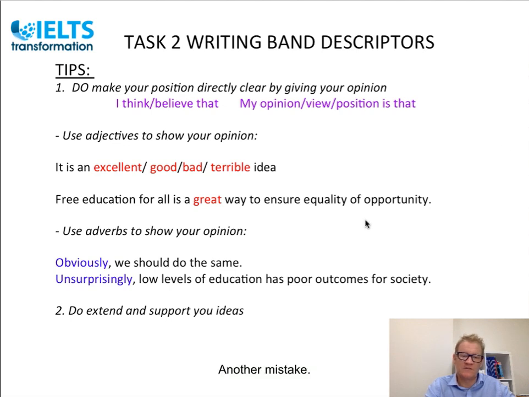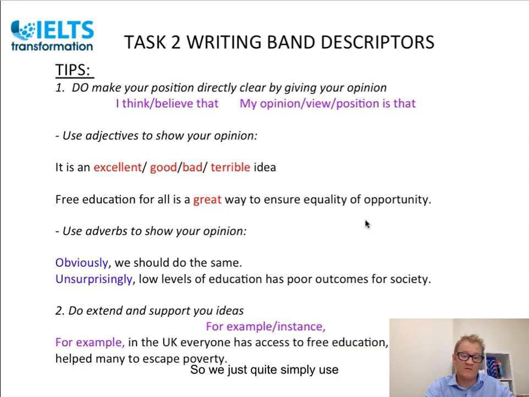Do extend and support your ideas. Another mistake. So we just quite simply use, for example, for instance. There are some other transitions as well that you can use. This is covered in the cohesion lessons of this course. For example, in the UK, everyone has access to free education, which has helped many to escape poverty. Okay. So, you need to give examples to support. That's where the support comes from.